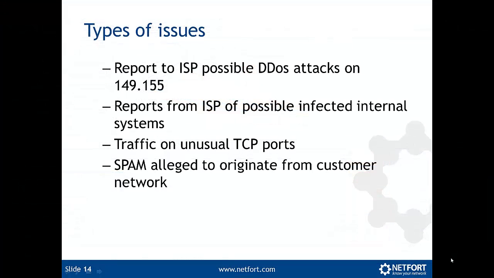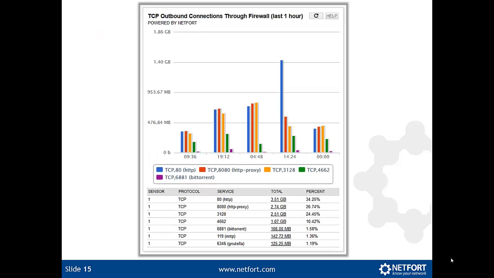So finally, other issues that the BBSRC used LangGuardian for: reporting to the ISP possible DDoS attacks on their subnets, and reports from the ISP of possible affected machines, traffic on unusual ports, maybe spam. So they're getting requests from their ISP to check out some issues or investigate some problems on their network. It's very easy to do with LangGuardian because of its long life database, its search facility, and the way it can present data both in tabular and graphic format.